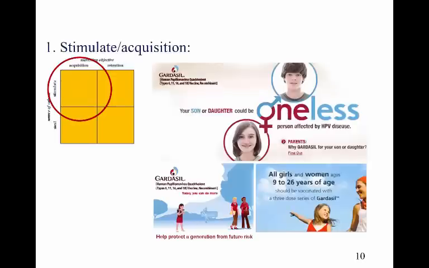This is another example for quadrant one. This is for the Gardasil HPV vaccine. This vaccine has been out for a few years now, but when it first came on the market, it really had to do a lot of education, and that is because there had never been, it is the only vaccine for HPV.